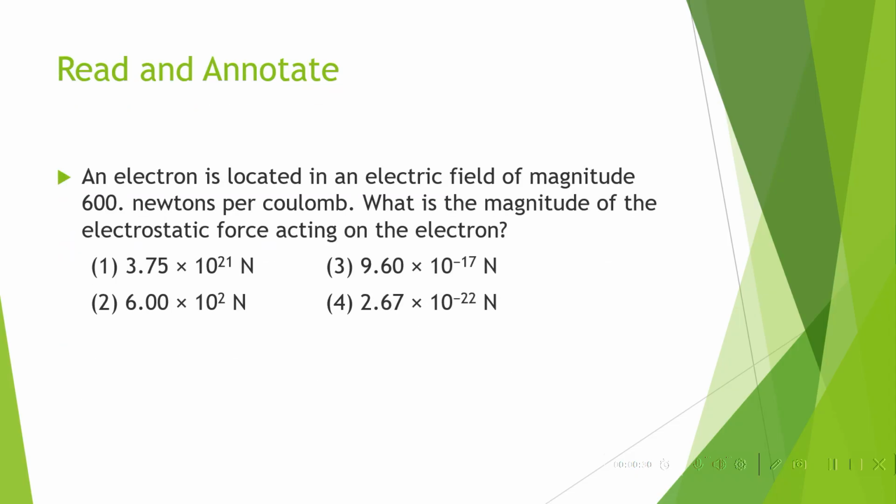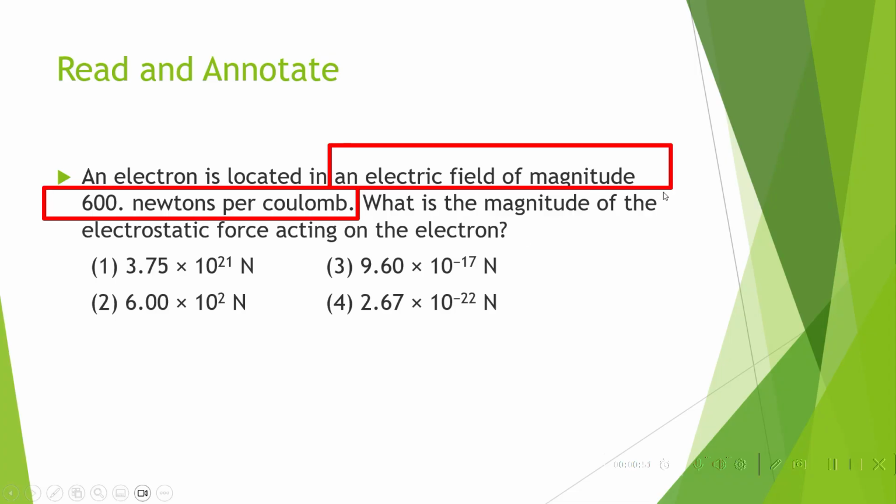Okay, so an electron is located in an electric field of magnitude 600 newtons per coulomb. What is the magnitude of the electrostatic force acting on the electron? I've read it through once. I haven't underlined or done anything else. Now I'm going back through. An electron is located in an electric field of magnitude 600 newtons per coulomb. I'm going to box this information up. What is the magnitude of the electrostatic force? That's what I'm looking for, acting on the electron.